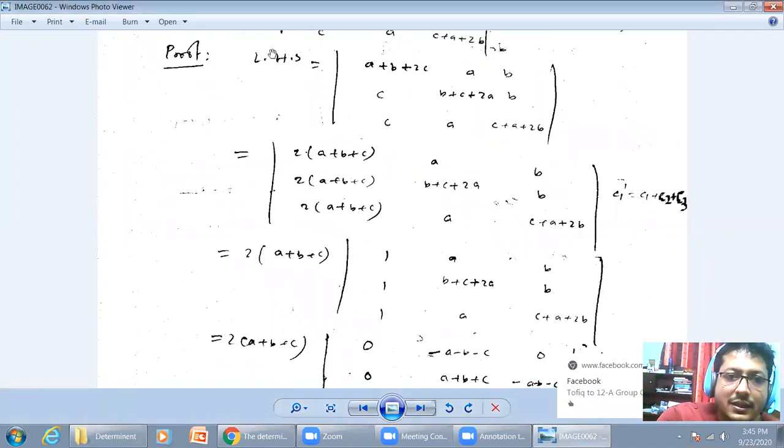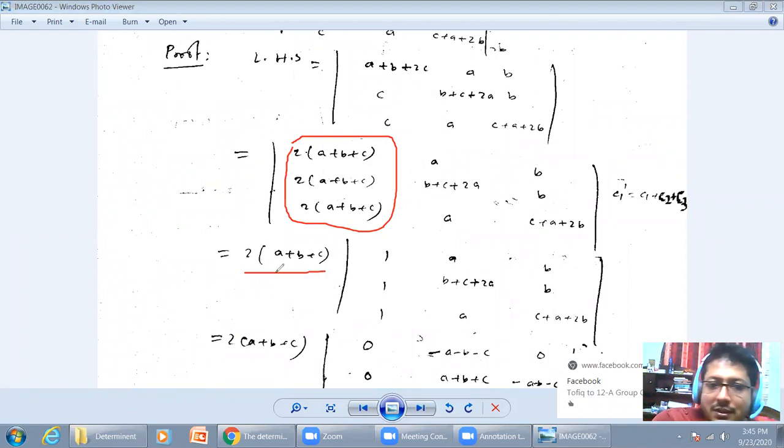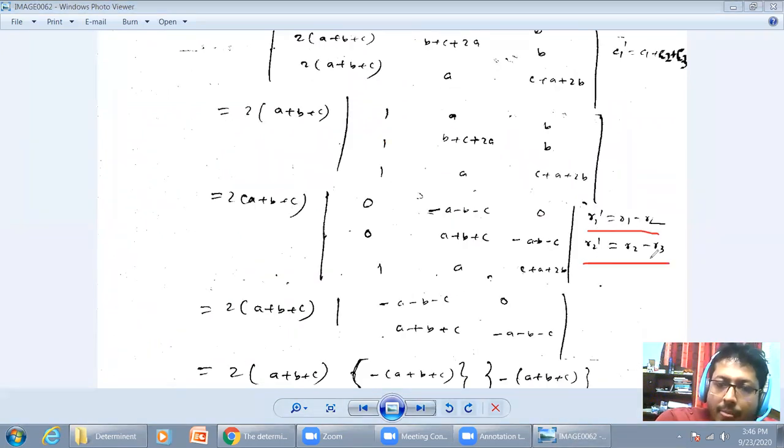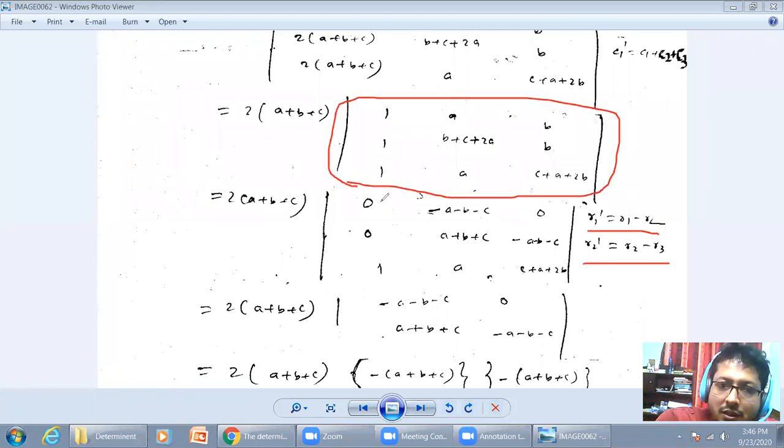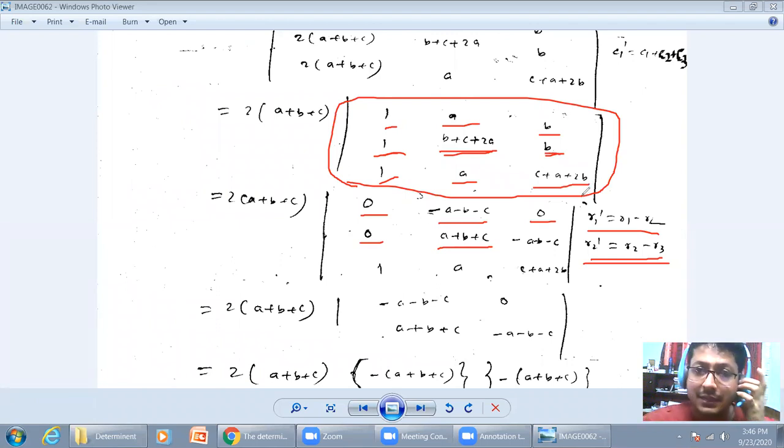This is the common part, twice a plus b plus c. We can place the common part outside, leaving ones in the column. After applying this rule on this part, R1 minus R2 gives zero, a minus b minus c minus twice a means minus a minus b minus c, and b minus b is zero. And R2 prime, R2 minus R3: zero, b plus c plus twice a minus a means a plus b plus c, and b minus c plus c minus a minus twice b means c plus a plus twice b.